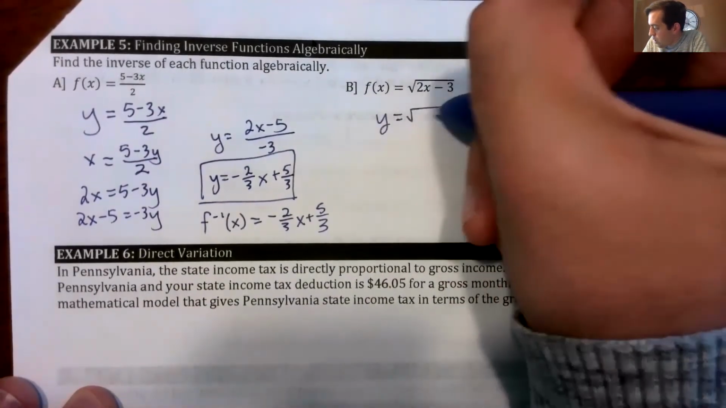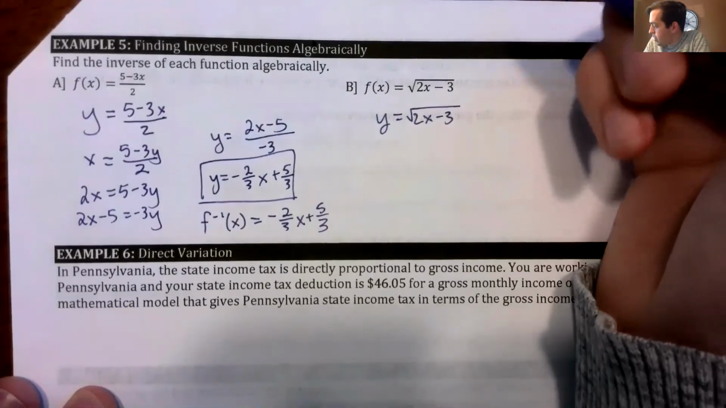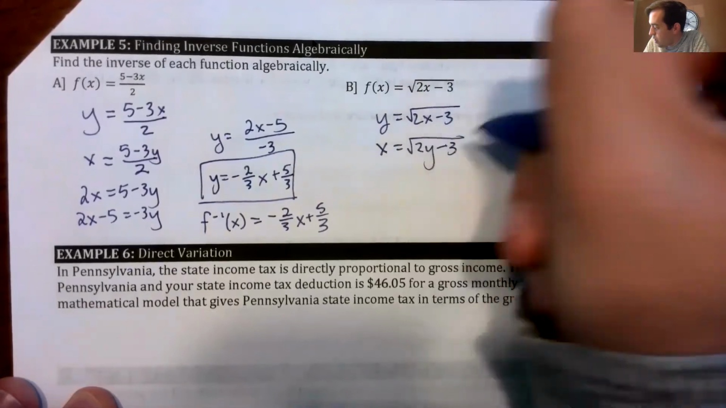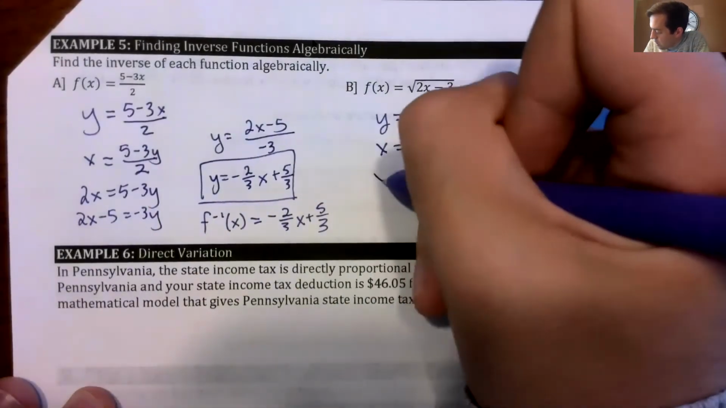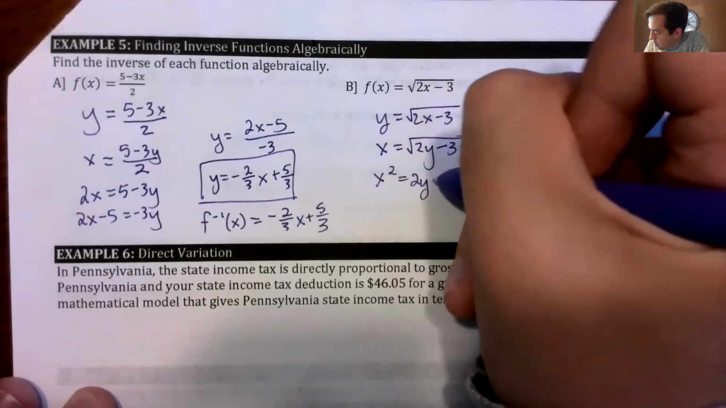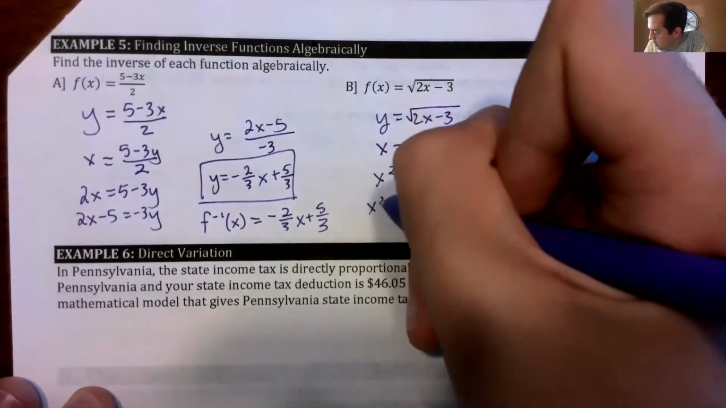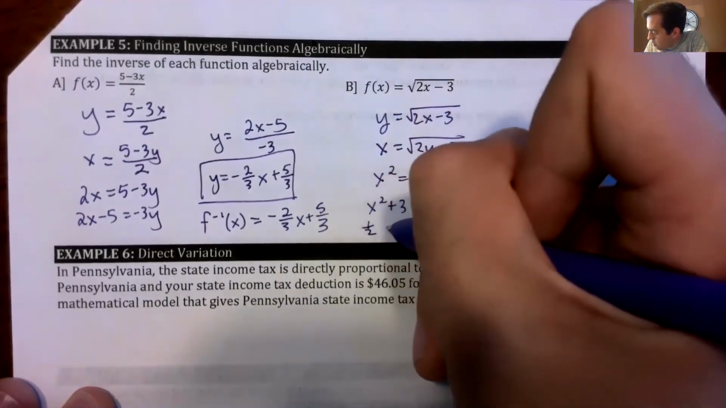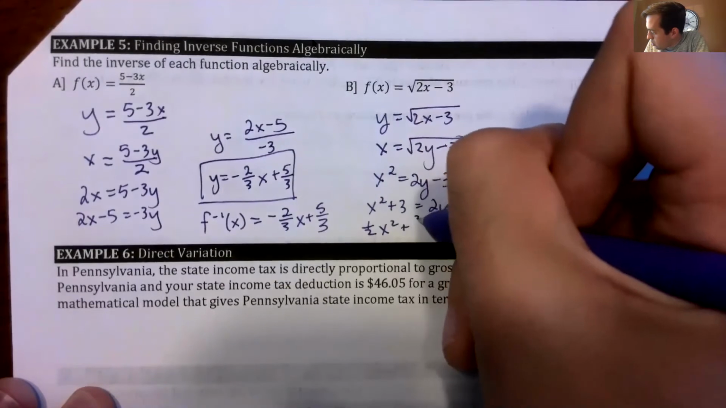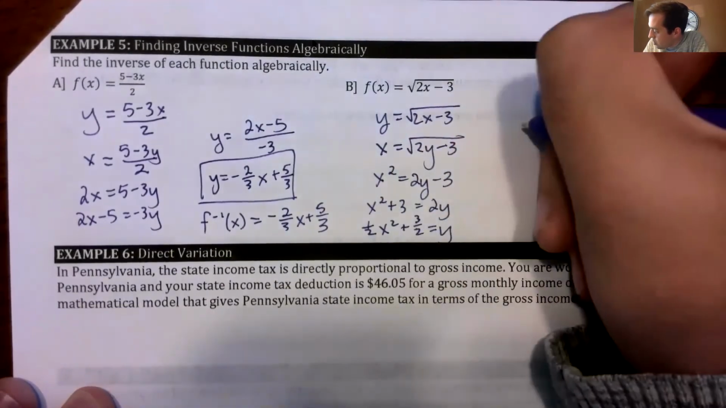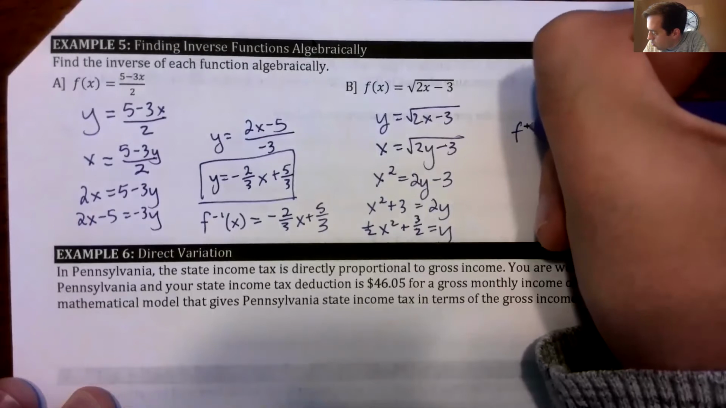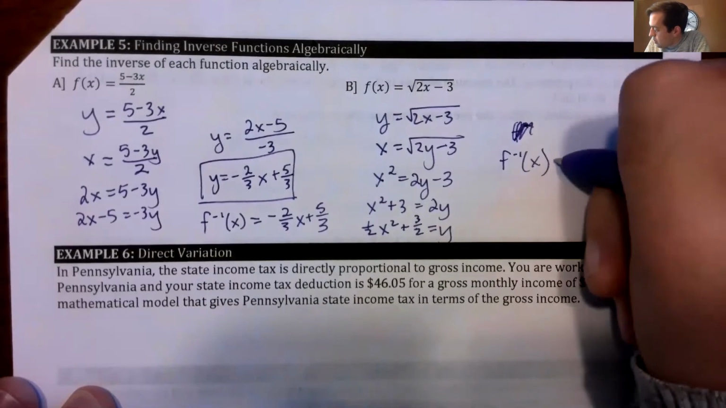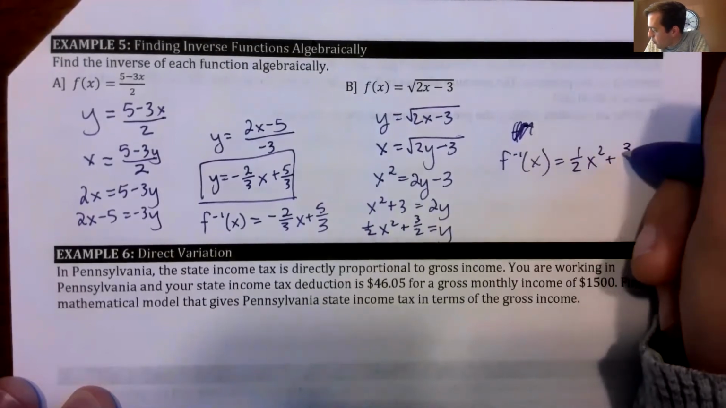Y equals the square root of 2x minus 3. The inverse is going to switch the x and the y, and now we're going to have to solve for y. So we square both sides, we add 3, and we divide by 2. So we get 1/2 x squared plus 3/2 equals y. So our inverse, whoa, let me rewrite that. Our inverse is 1/2 x squared plus 3/2.